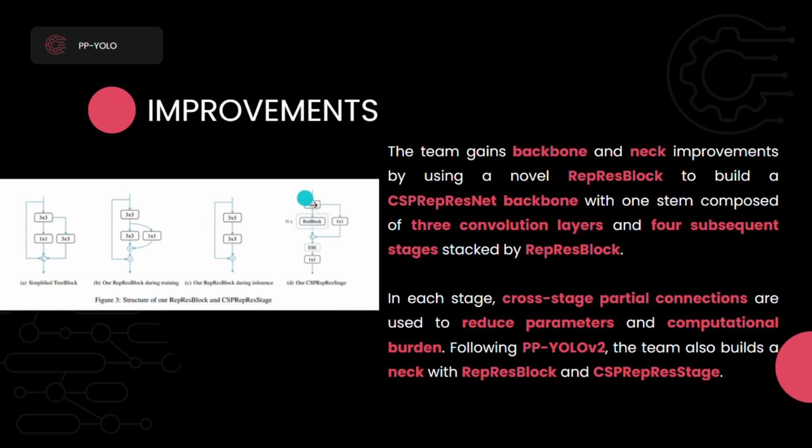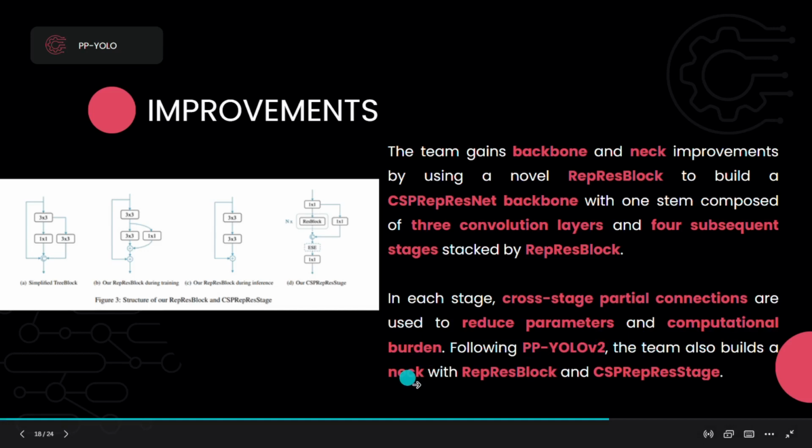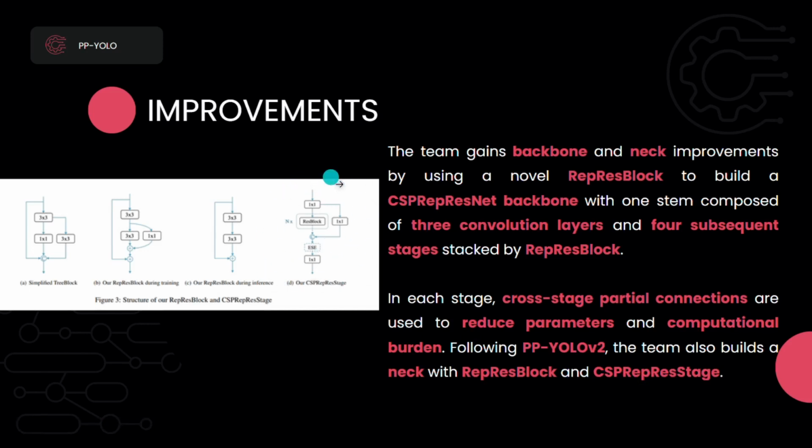So what they did was use the CSP, the cross-stage partial connections, in order to reduce the number of parameters and the computational burden. And following PP-YOLOv2, the team also builds a neck with the RepRes block and the CSP RepRes stage. So after they proposed this new technique, they implemented it both on the backbone and the neck of the model.